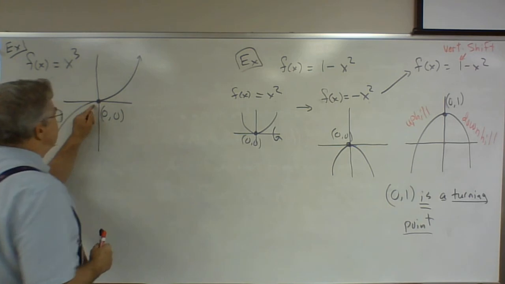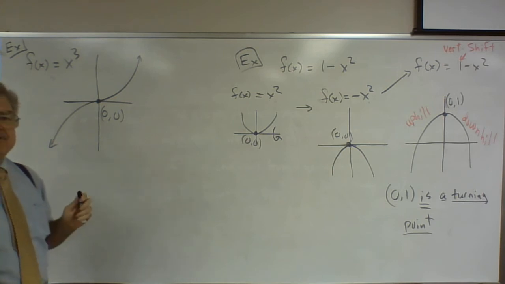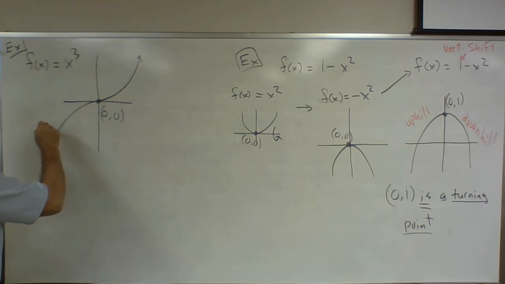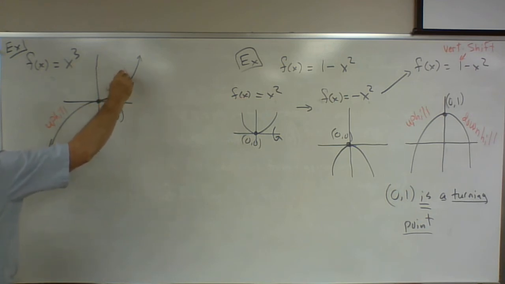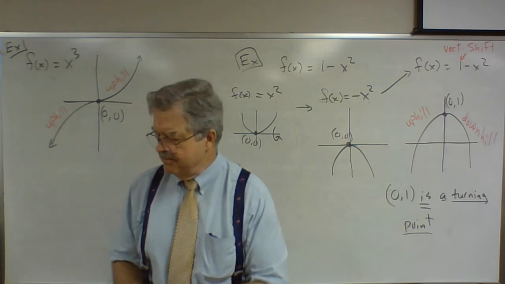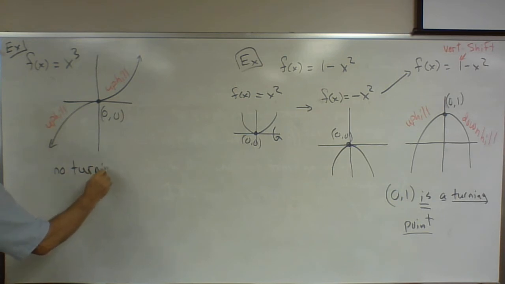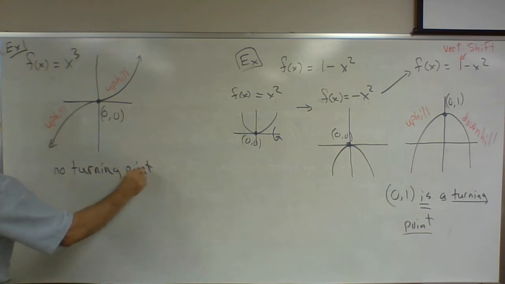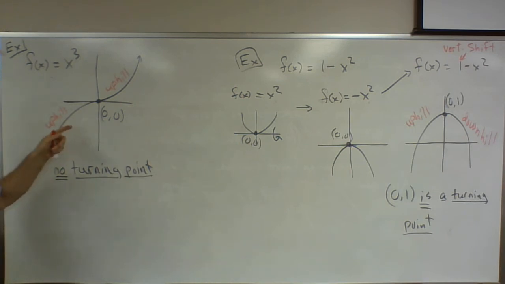So even though the graph appears to level off just for a split second right here, there's no change of direction. Right here, the function is going uphill. And right here on the other side of the point, the graph is still going uphill. So this graph goes uphill the whole way. There's no change in direction. So there's no turning point on this graph anywhere.